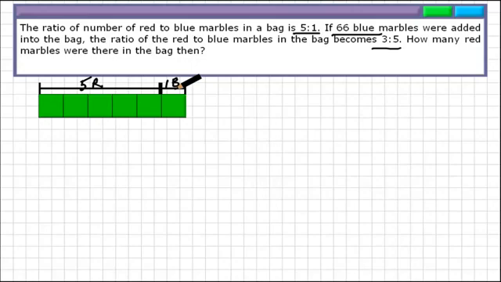Okay, we are also told that 66 blue marbles were added into the bag. The ratio of the red to blue marbles in the bag becomes 3:5. Let's see how we put in 66 blue marbles into the model. Let's represent 66. Take another block, extend the block to represent the value 66. I think that will do. Let's label the block parts as 66.